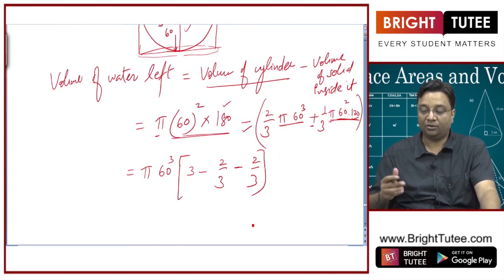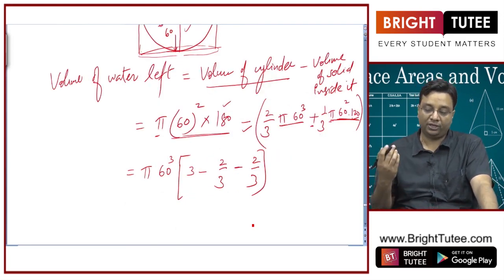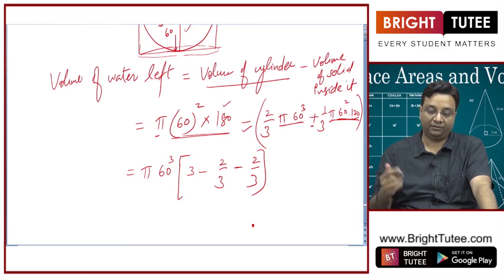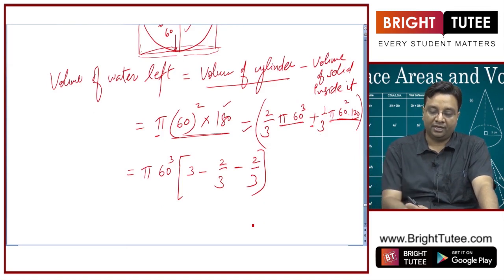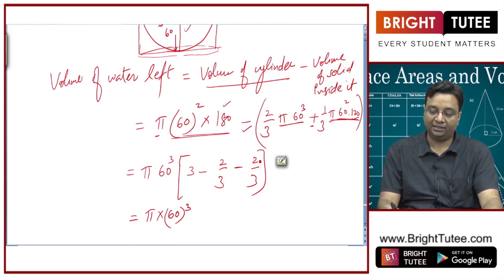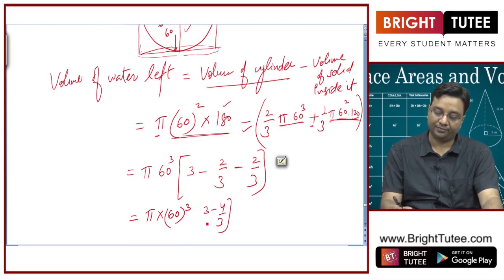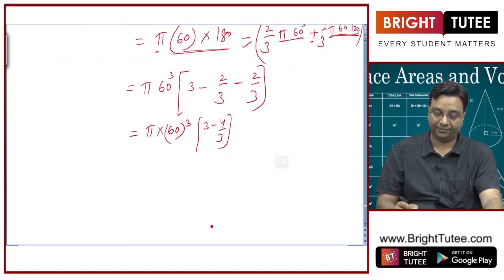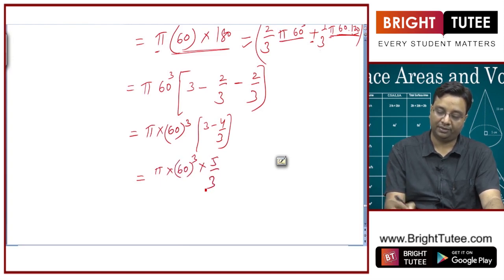Okay. So this is how I do my calculations. You can do your calculations as per your comfort level. Otherwise, you can take common also. This makes the calculation a little simpler. So pi into 60 cubed. This is 2 by 3, 2 by 3, so it is 4 by 3. So 3 minus 4 by 3 is 5 by 3, right? So pi into 60 cube into 5 by 3.